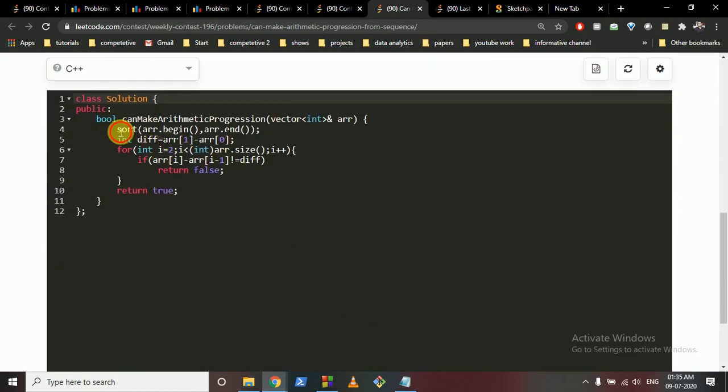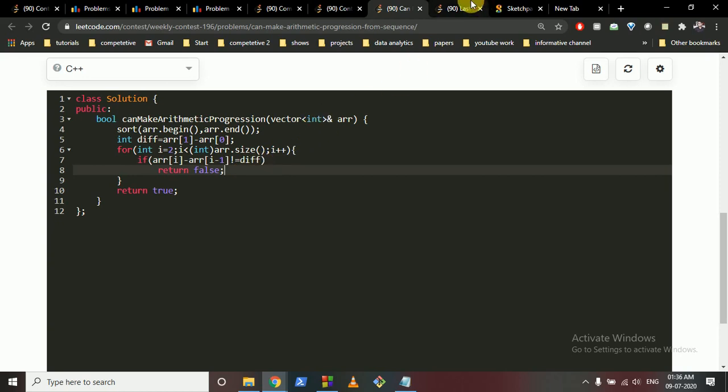You can first sort the whole array. Then the difference between any two consecutive numbers is just the second number minus the first number. So we are assuming that this is the difference for the whole sequence. Then you start from the second element to the last element and find the difference between the ith element and the (i minus 1)th element. If this difference is not equal to the difference we have calculated, then there is not a single arithmetic difference throughout the whole series, so you return false because it is not forming an arithmetic sequence; else you return true. I hope you understand this question.